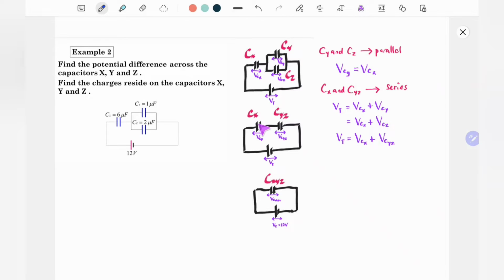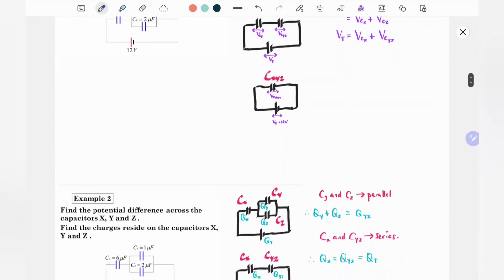They are arranged in series with X, isn't it? So in a series arrangement, remember V total equals VCX plus VCYZ, where V for CY and CZ is still the same. That's why we have 3 different equations, but still the same actually, where VCYZ equals VZ or VY. They are equal because they are arranged in parallel. So this is potential.